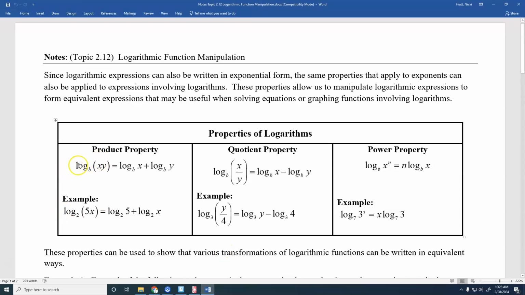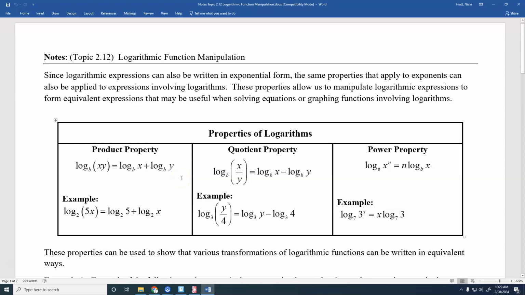So if I have log base b of x times y, I can apply the product property, which tells me that since these two things are multiplied inside of that parentheses, I can split them into two logs that are added. And we could spend a significant amount of time going over proving why and exactly how that works.